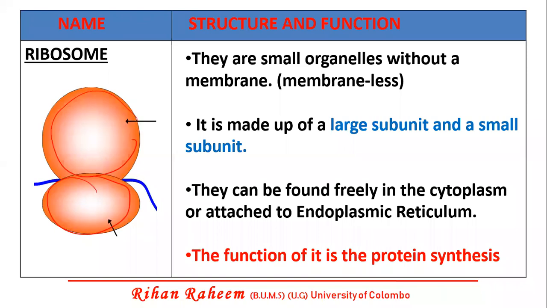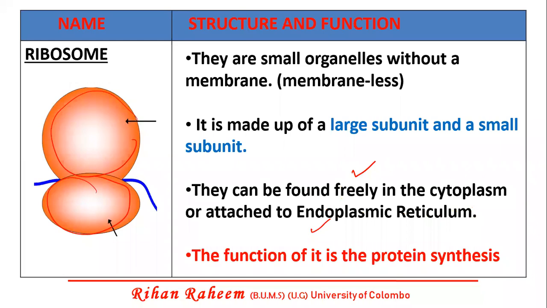Like common people. Mahinda Rajapaksa, Namal Rajapaksa, you can't find them everywhere, no? They will be there in the big houses, in their palaces. But normal people like ribosome, they will be everywhere. They can be found freely in the cytoplasm, anywhere. Or sometimes they may be attached to the endoplasmic reticulum. If they are attached to the endoplasmic reticulum, what is it known as? Rough endoplasmic reticulum.